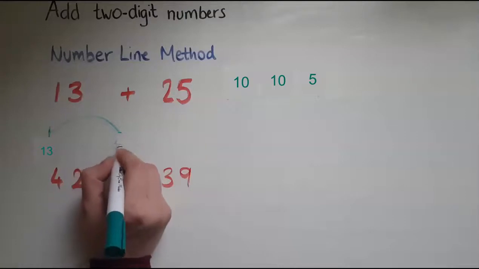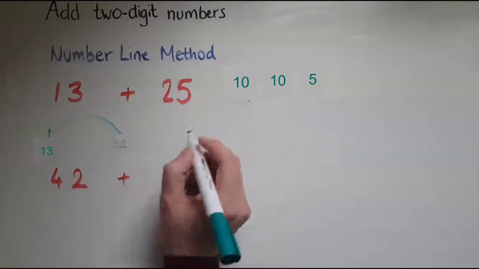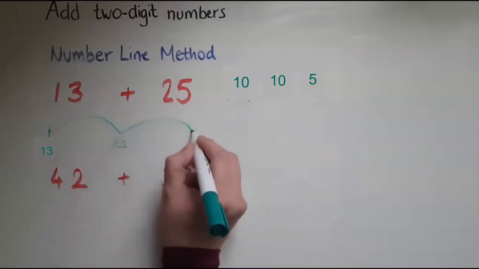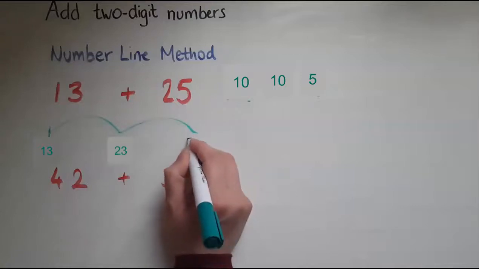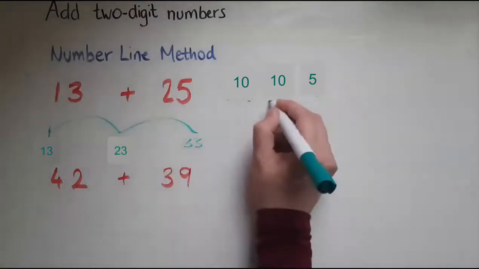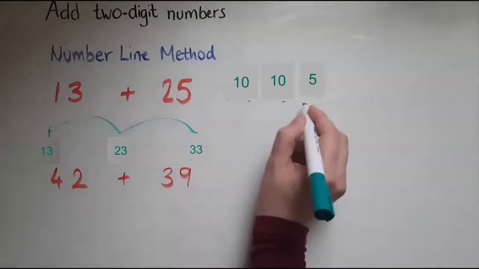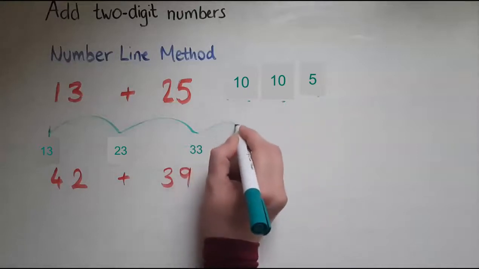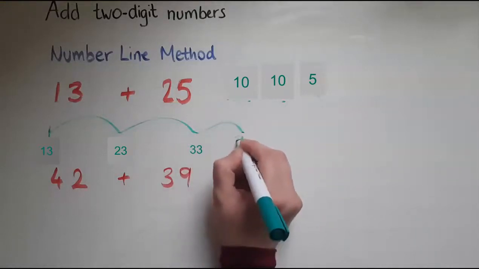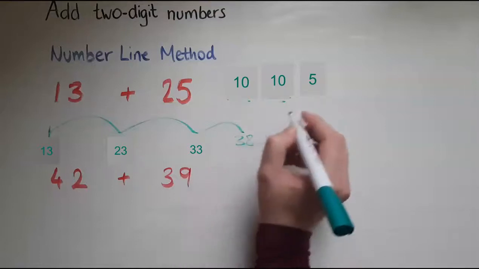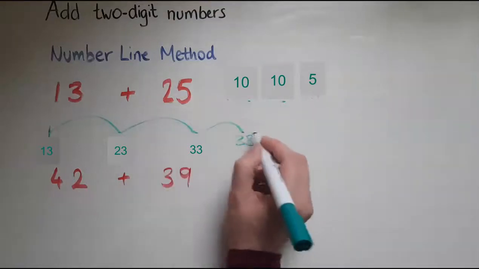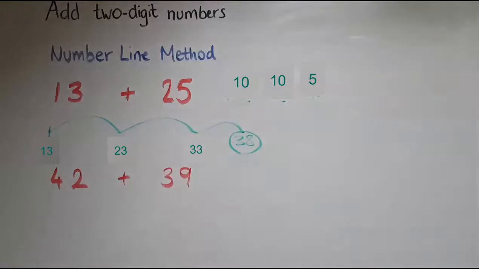So I've got 13. If I add 10 that makes 23. So that's gone. If I add another 10, that makes 33. So that's gone as well. If I add 5 now, that is going to be 38. So I've added all of them and my answer is 38.